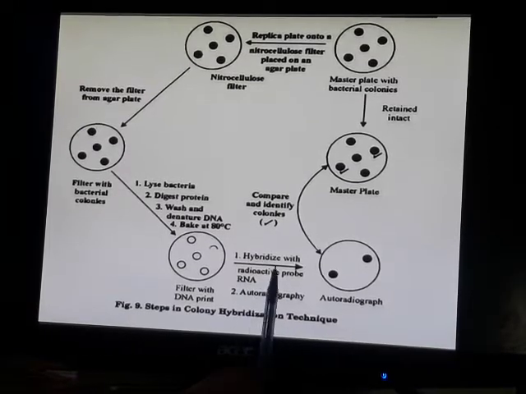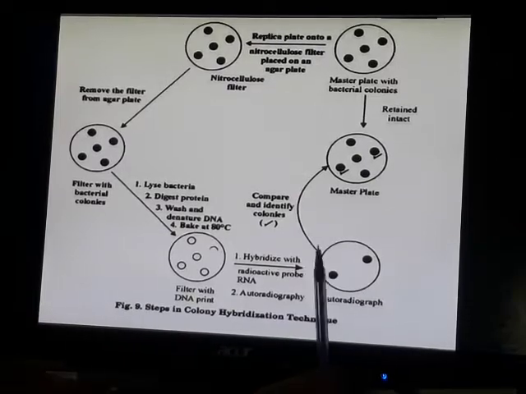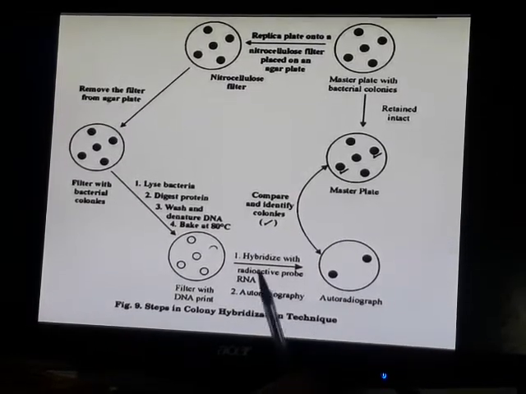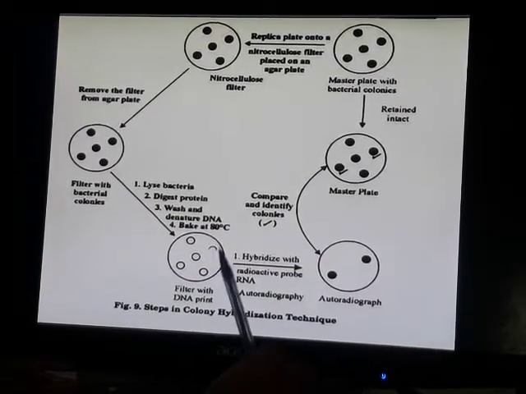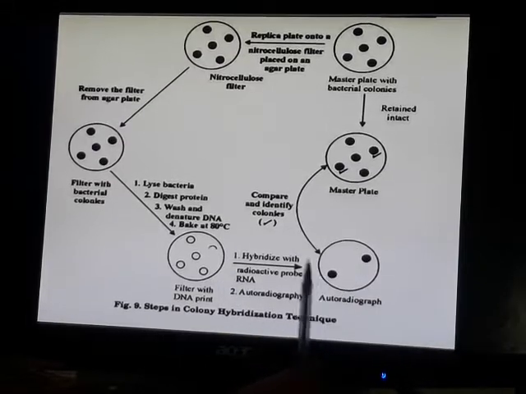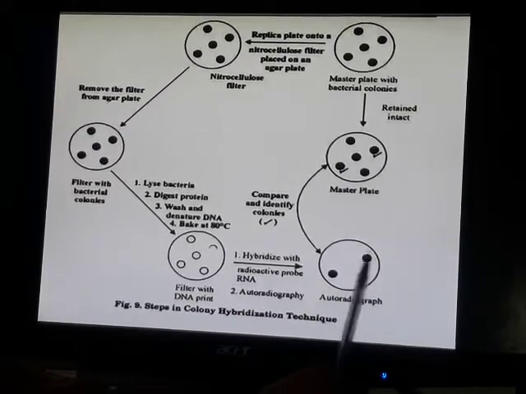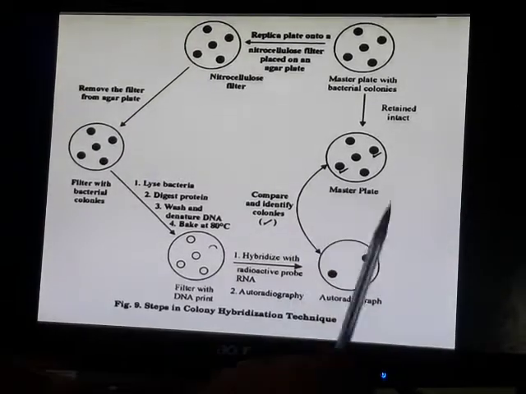So when you get an X-ray, you will get dark spots here. If you are seeing, you get two. If your probe is going and attaching to your gene of interest or to your DNA, then you can see that this is the image you get. So now take this particular plate and compare it with your master plate.